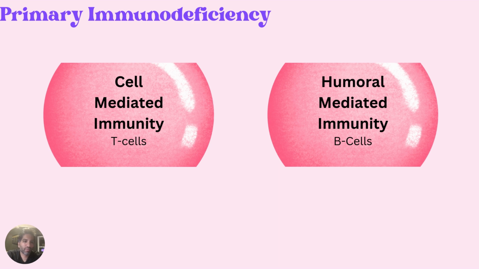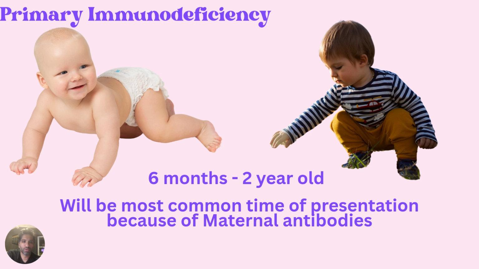So they can be divided into two parts: cell mediated, which is your T cells, and humoral mediated, which is your B cells. You'll hear this commonly referred to as cell mediated immunity, humoral mediated immunity. You need to know cell mediated, T cells; humoral, B cells. So primary immunodeficiencies, usually you start to see them at 6 months to 2 years old.